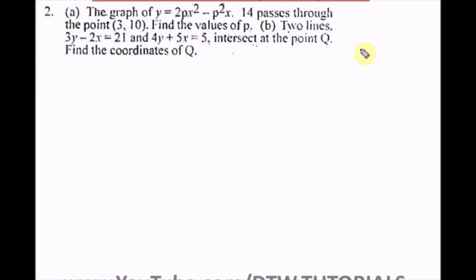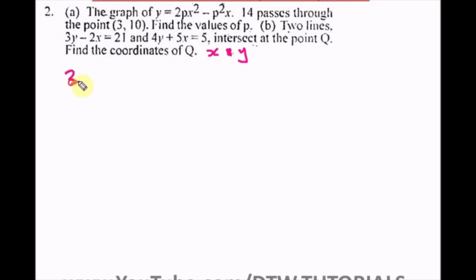Question 2b of the WAEC 2018 Mathematics Theory Part. This says two lines, this equation and this equation, intersect at the point Q. Find the coordinates of Q. Now to find the coordinates of Q is just for us to get x and y. And to get x and y, since we have two lines here, we solve by simultaneous equation.